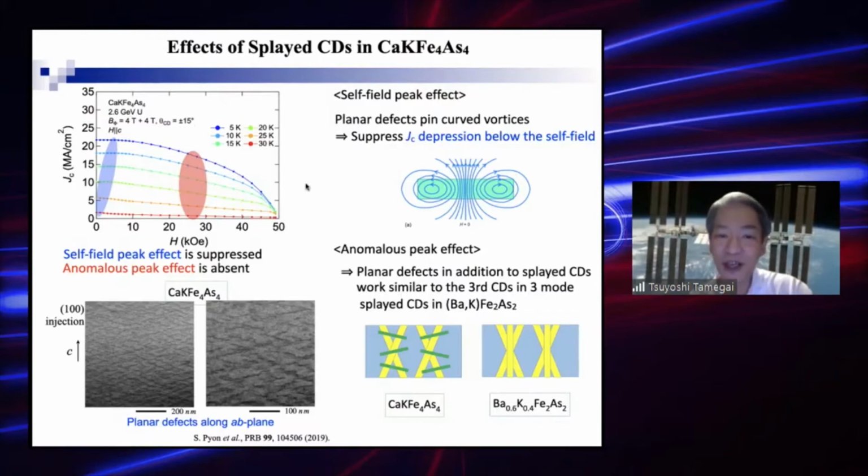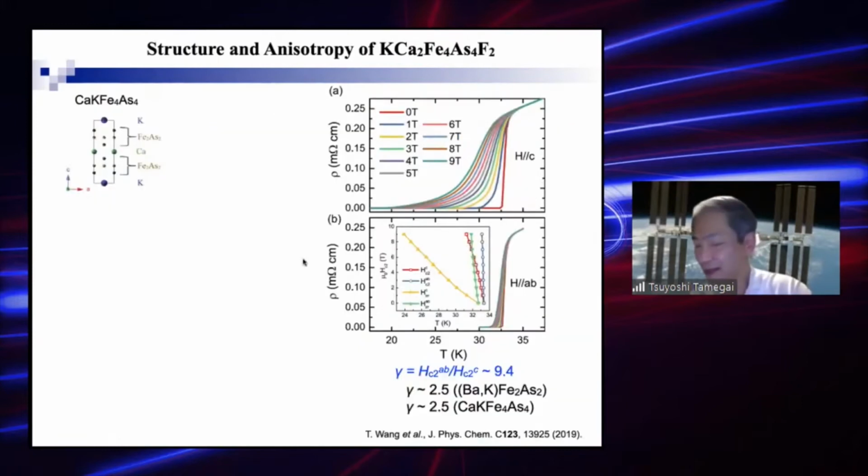So our interpretation is that although our system has only 2 kinds of columnar defects, this natural planar defect plays the same role as this central columnar defect in the case of the 3-mode in 1 to 2. That's why we suppress the anomalous peak effect in the 1144 system.